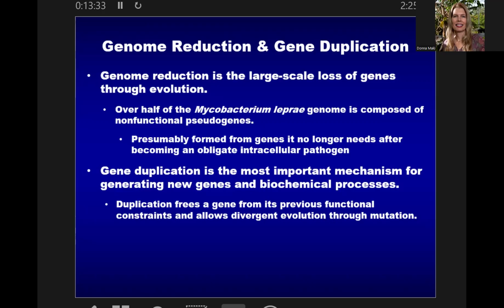And so I kind of imagine them playing around with it, like, is this going to help me if I do this or that or this? Of course, this is all through natural selection and adaptation. Okay, so genome reduction and gene duplication.